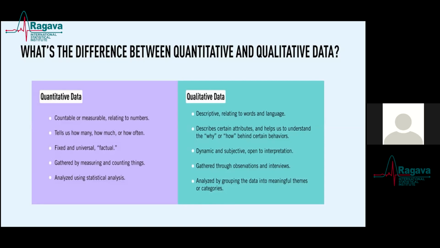Quantitative data is gathered by measuring and counting things, whereas qualitative data is gathered through observations and interviews. Quantitative data, because it is numerical in nature, can easily be analyzed using statistical analysis or tools. Whereas qualitative data, because it is more descriptive, has to be analyzed by grouping the data into meaningful themes or categories.